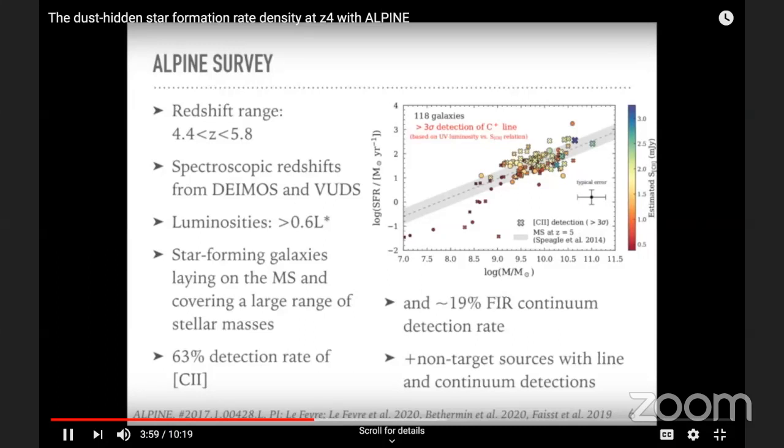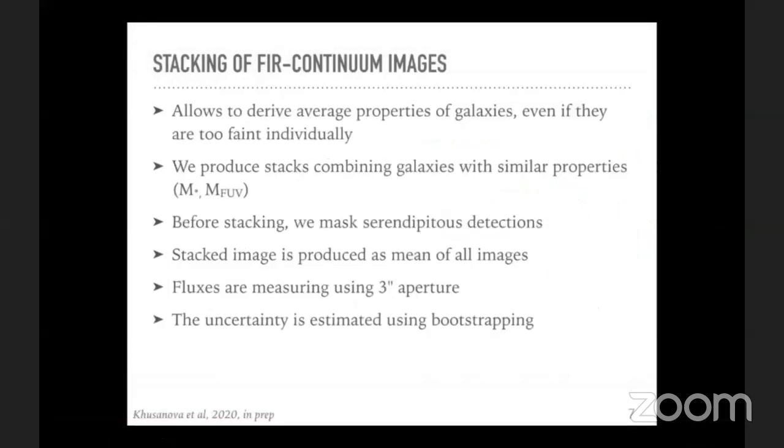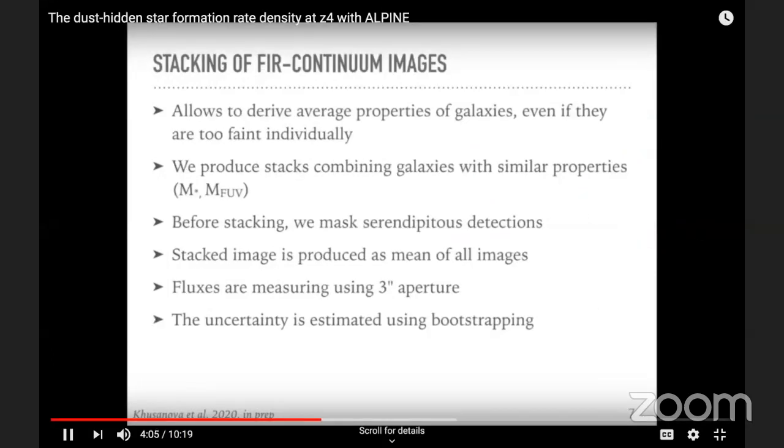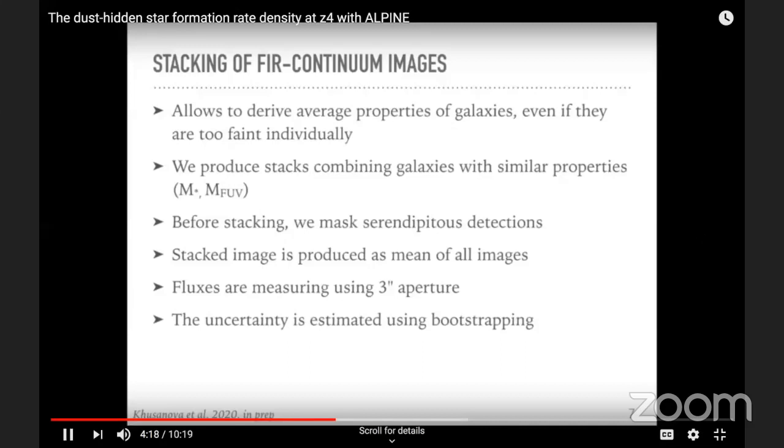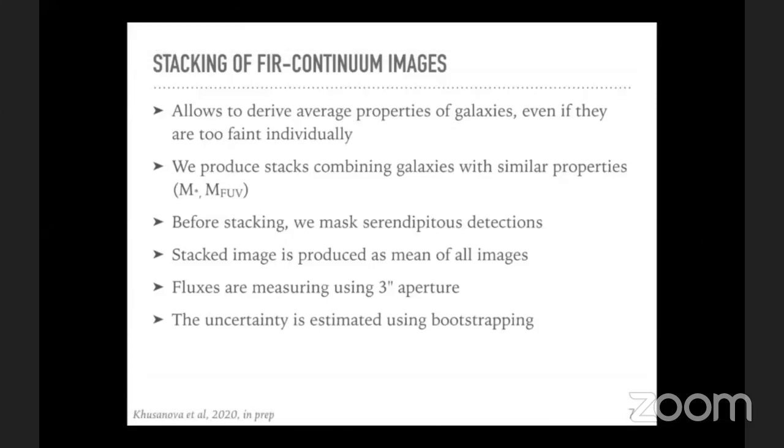So, what can we do if we have this low detection rate of far infrared continuum? We can use the stacking and derive the average properties of galaxies, even if they are too faint to be detected individually. We combine the galaxies with similar properties, and we can measure the average far infrared flux of these galaxies.